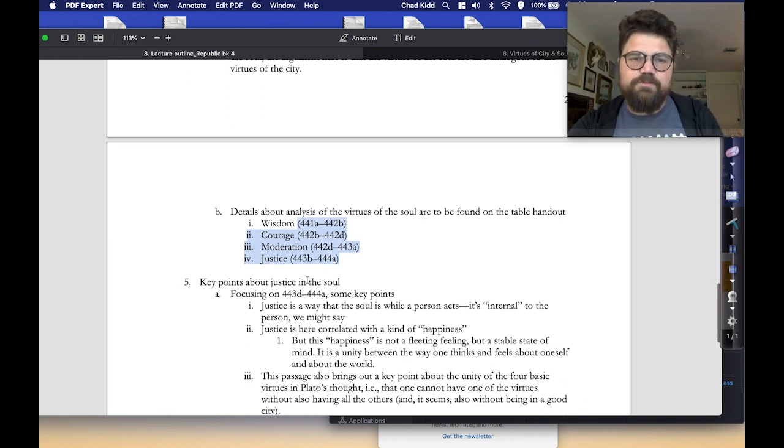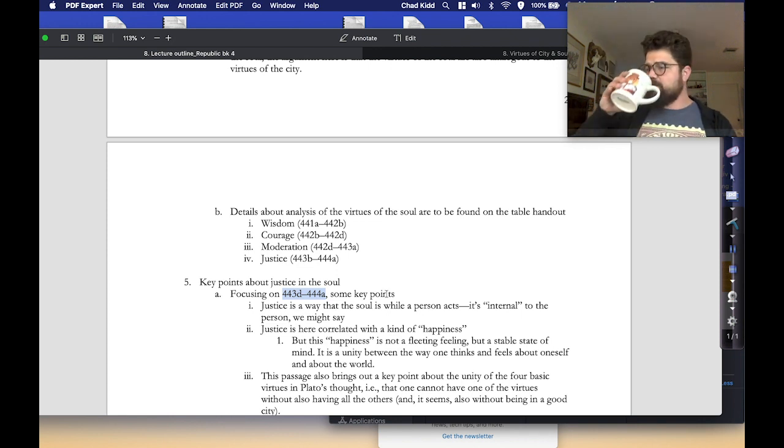And that also will help you to understand part of the characterization that he gives at 443D through 444A. Go ahead and pause and read that really quick. We're almost done. Go ahead and read that.